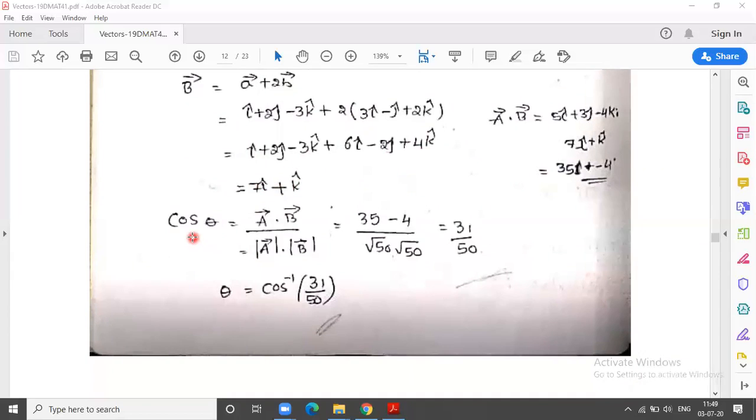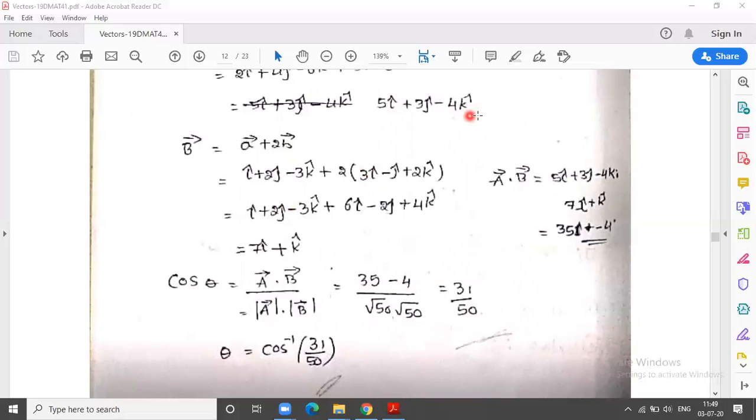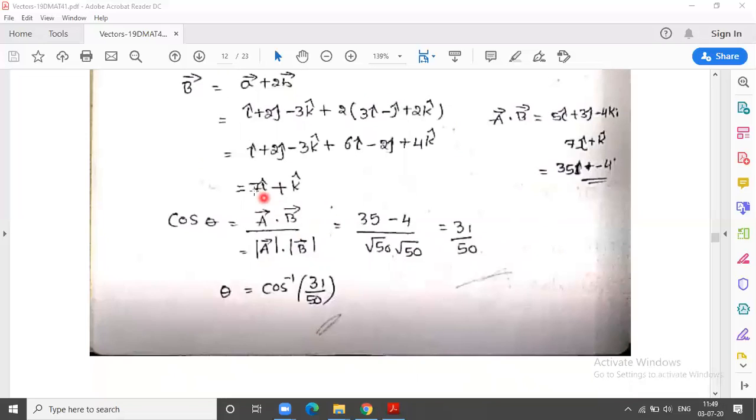Now use the formula cos theta equals vector A dot vector B divided by modulus of vector A into modulus of vector B. First you have to find vector A dot vector B. Vector A is 5i plus 3j minus 4k and vector B is 7i plus k. So we take the dot product of 5i plus 3j minus 4k with 7i plus k.